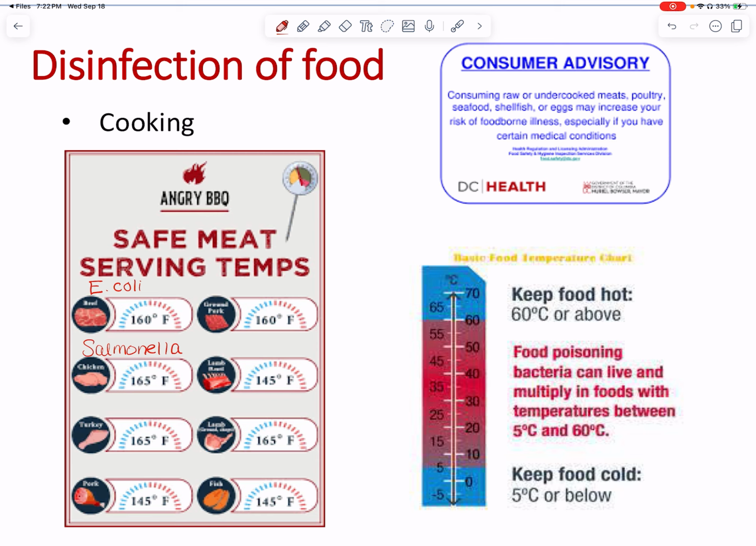And when we're thinking about storing meat or keeping things safe for longer periods of time, anything above 60 degrees Celsius is going to keep bacteria from growing. Or if we are trying to store food, keeping it below 5 degrees Celsius.